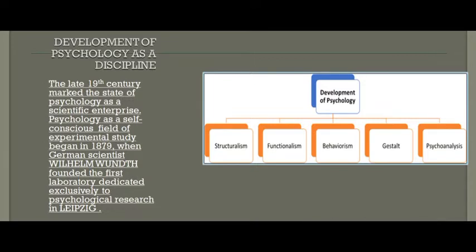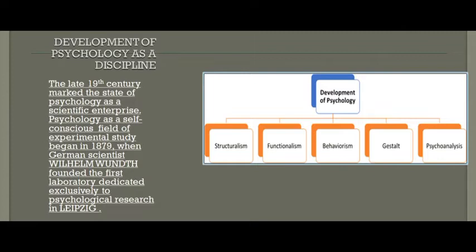So you should also go through the development of psychology. First, you should remember the names: structuralism, functionalism, behaviorism, Gestalt and psychoanalysis. You will come across them later, but right now you just have to remember these five names that are important in the development of psychology. Let's come to the next thing.